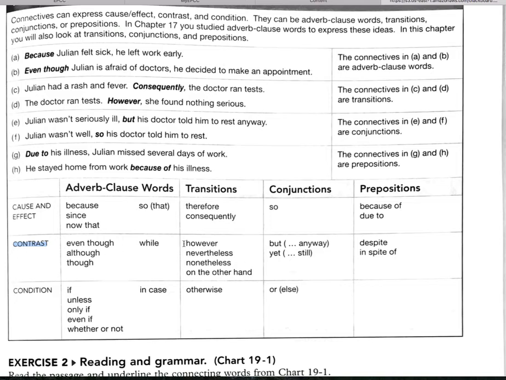Now, transition words that introduce contrast: however, nevertheless, nonetheless, on the other hand. If you start the second sentence with however, nevertheless, nonetheless, on the other hand, therefore, and consequently, you're going to put a period before it, capitalize the first letter of the transition, and then separate it from the rest of the sentence with a comma. Just like in examples C and D.